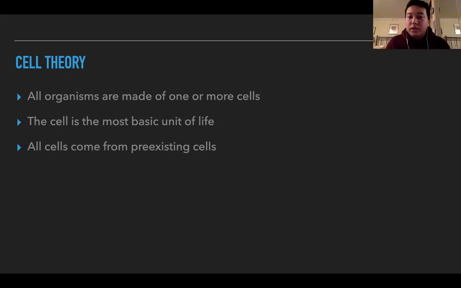The other thing is that the most basic unit of life is a cell. That means anything that we will consider living is going to be built by cells and built from cells. Lastly, all cells need to come from a previously existing cell. So that means some kind of cell replication, cell division, stuff that we'll get into later on in this class.